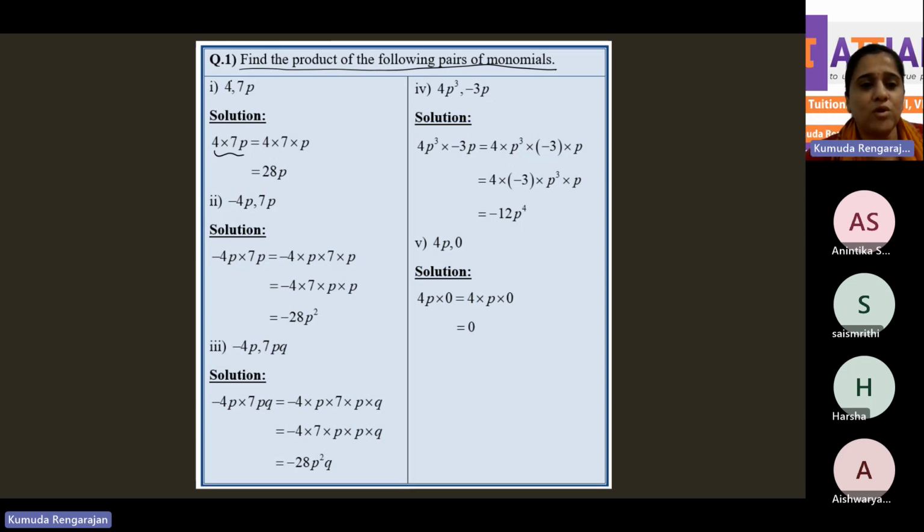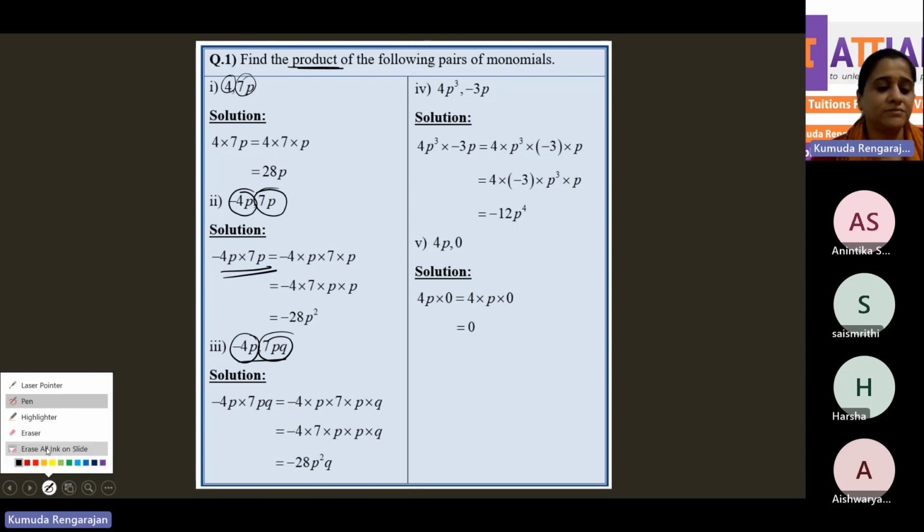So you can see 4 is a monomial. See, I told you, 4 is a monomial. 4 is a polynomial. It's a constant polynomial. So 4 is a monomial. 7p is a monomial. Multiply them. Find the product. So minus 4p is a monomial. 7p is a monomial. Find the product. This one is a monomial. This one is a monomial. Single term. Find the product. So that's what the heading is.